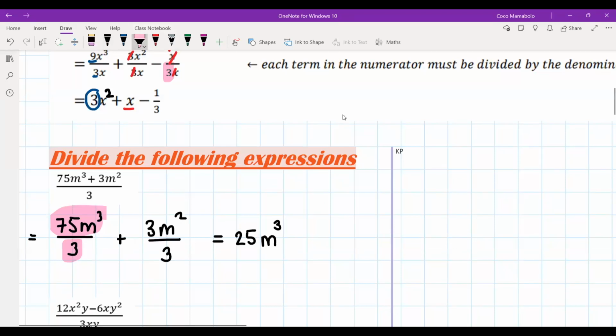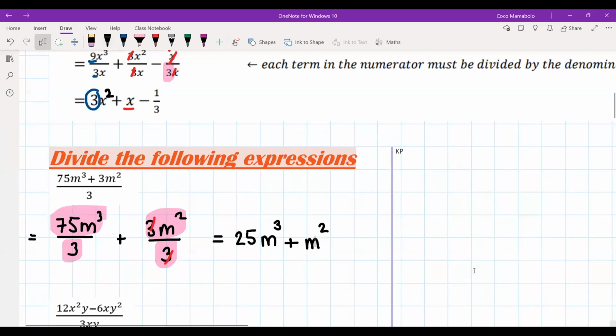What about this one? I've got 3m squared divided by 3. What am I going to get here? Ma'am, it's going to just stay as m squared. Excellent, because 3 divided by 3 will give us 1, and 1 times m squared is just m squared. Okay, wonderful. Oratile, you are a whole rock star. Very well done. Thank you, ma'am. Excellent. That's the kind of mathematics we're trying to do here, guys.